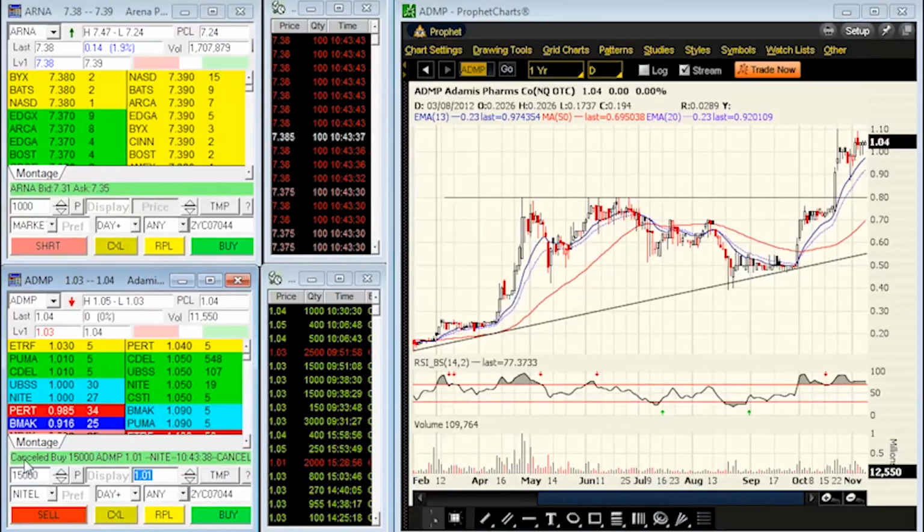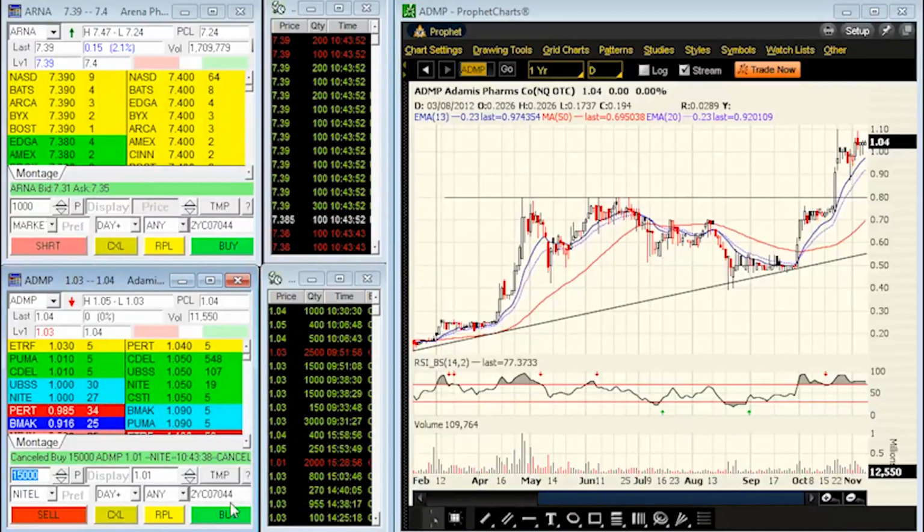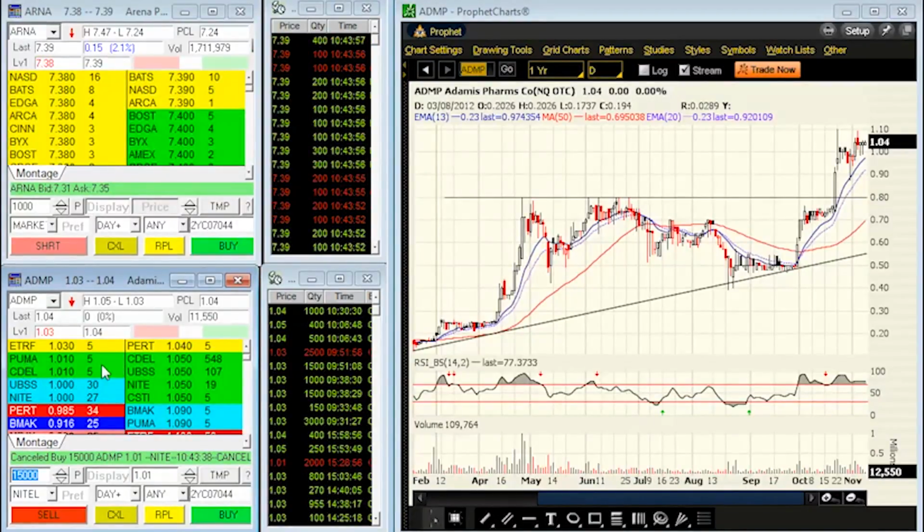we already have bids here at 101. If I put in a 15,000 share limit order at 101, we're going to see that pop up on the bid side, and that's going to put more influence on the demand and increase that demand and have a little bit more influence on the buy side.